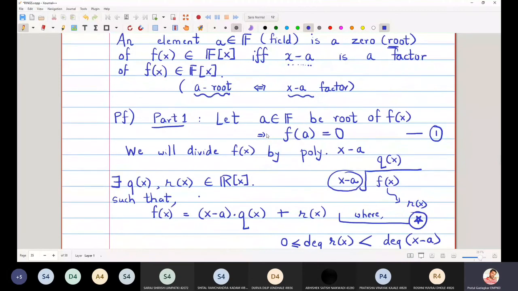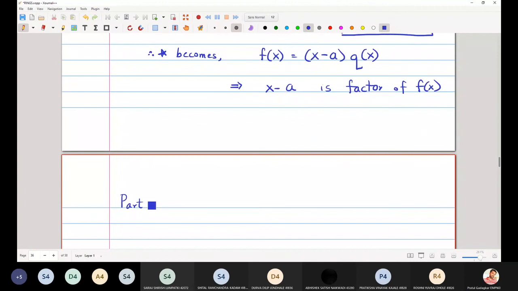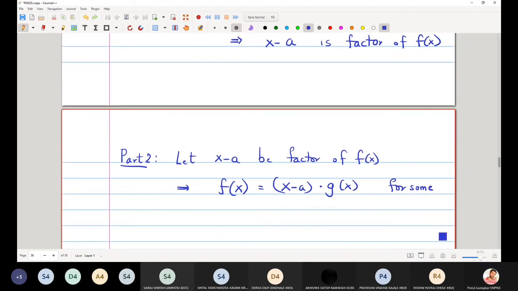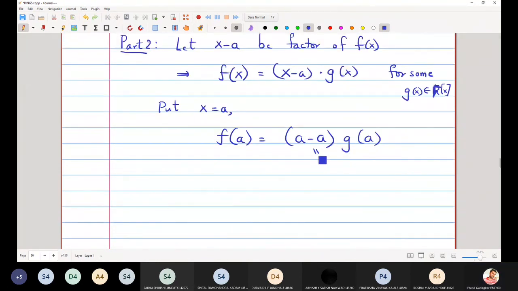Part one took lots of effort because I've used the division algorithm. Therefore, the converse part will be very easy. So what is the converse part now? Part two: let x minus a be a factor of f(x). This implies that f(x) is equal to x minus a into some other polynomial g(x). Correct? And put x equal to a. Then what will happen? We'll get f of a is equal to a minus a into g of a, but a minus a is 0. So this means that f of a is equal to 0. And what have we proved? This means that a is a root of the polynomial.